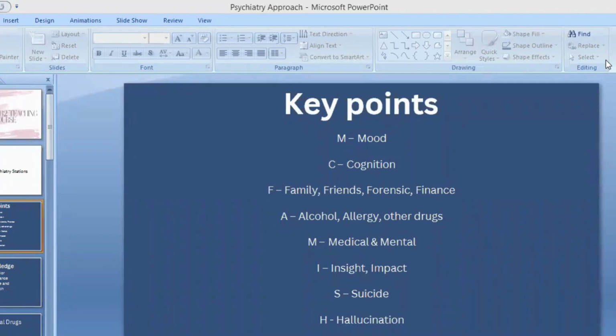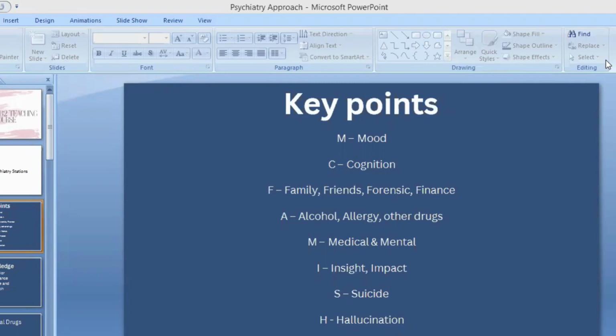In every station of PLAB 2 we should be careful, but in psychiatry we should be very careful with the emotions of the patient. We should be very sensitive, and our interpersonal skills should be very good. All of these things matter more in psychiatry stations.